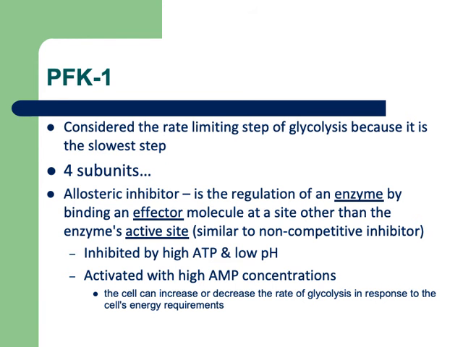Let's talk about PFK, or phosphofructokinase, a little bit more. Specifically, the isoform is number 1. This is considered the rate-limiting enzyme of glycolysis because it is the slowest step. It's the slowest enzyme that has the highest Km. That means it needs a lot of substrate in order for it to get to half its maximal velocity.